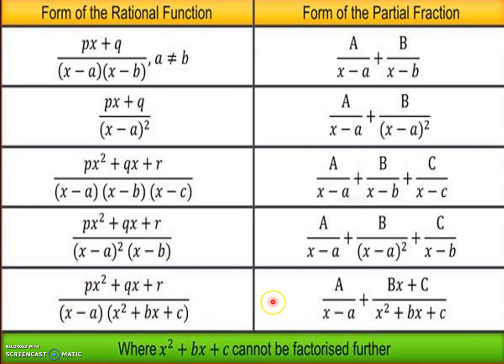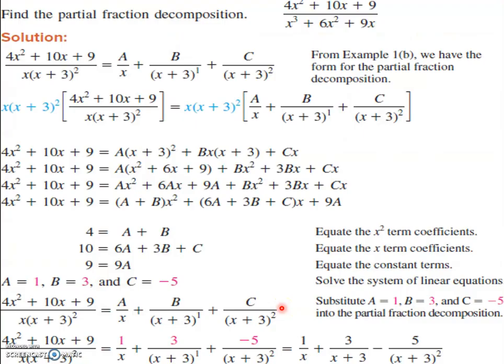So let us take an example based on the quadratic irreducible factor. But before that we have to consider factorization, so let us try an example: 4x square plus 10x plus 9 is given, upon x cube plus 6x square plus 9x. Solution: what do we have? The degree is 3, so it is not quadratic. It is a polynomial. So we have to take x common.